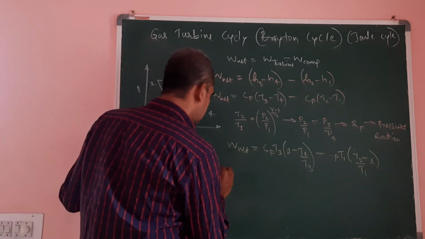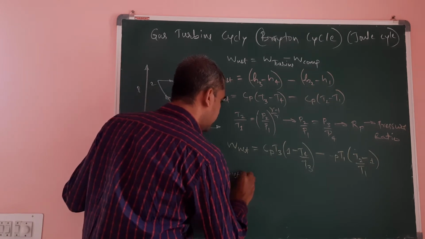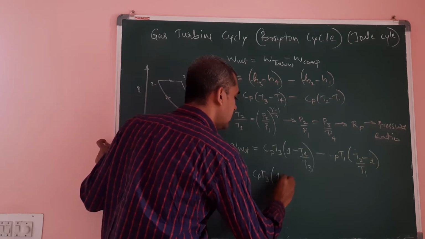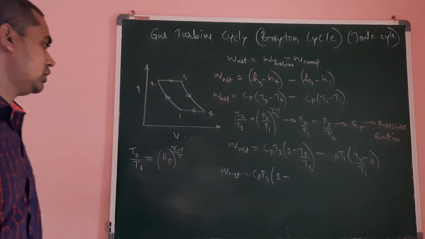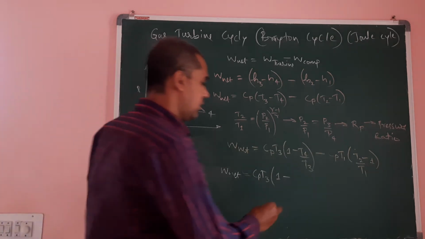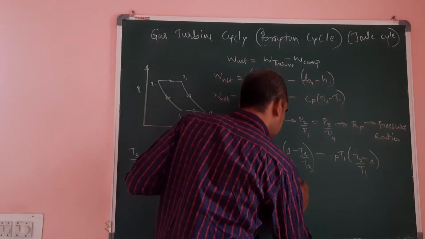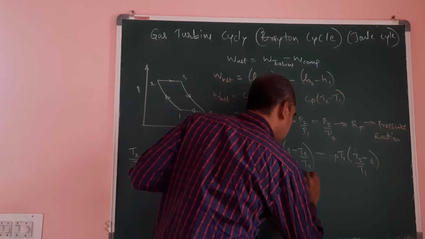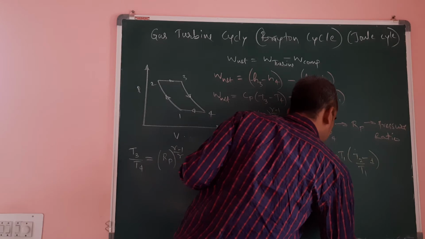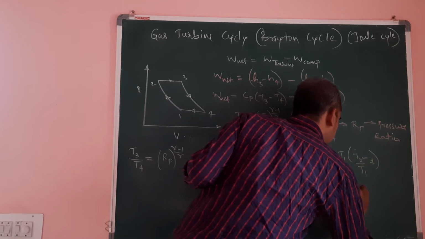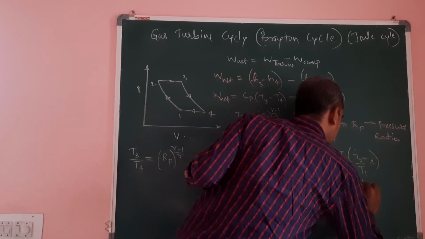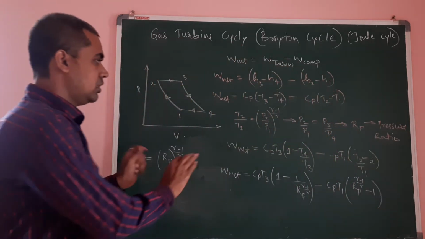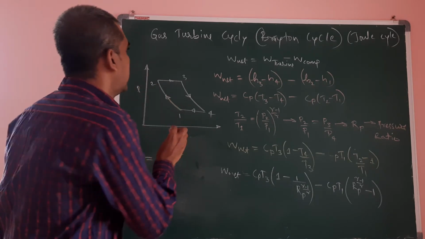Therefore, what I will write is W net is equal to Cp into T3 into bracket 1 minus T3 by T4, which is equal to Rp raised to gamma minus 1 by gamma. Therefore, T4 by T3 is nothing but 1 divided by Rp raised to gamma minus 1 divided by gamma, minus of Cp into T1 into Rp raised to gamma minus 1 by gamma, minus 1. Okay. This, to get maximum work done.